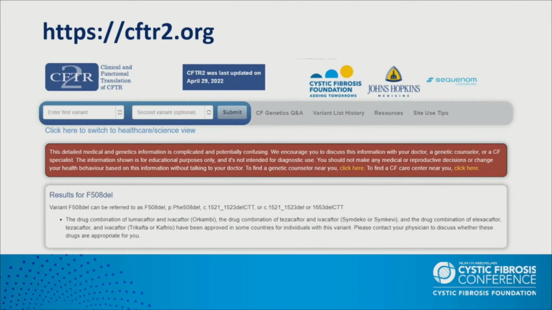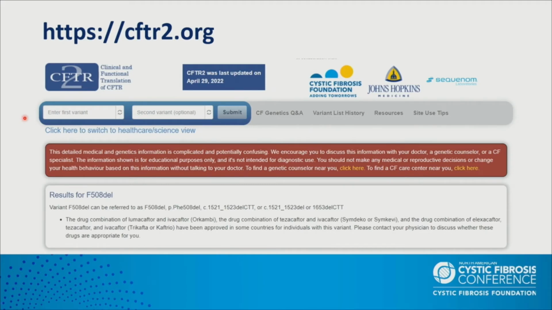I think we decided we don't have a pointer. Maybe I do. Hold on. Can you see that? Okay. So up here, right under your Enter First Variant search box, there's a little bar that says click here to switch to Healthcare or Science View. That's how you swap back and forth between the two sides of the website.